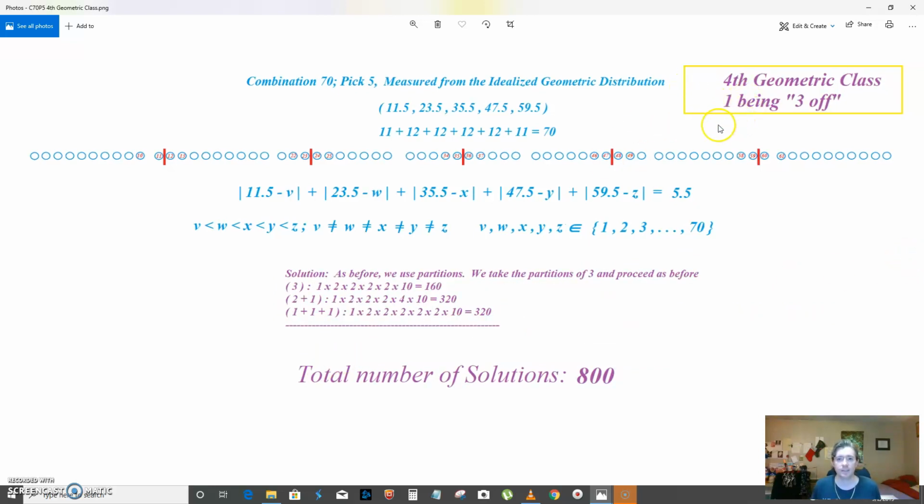The fourth geometric class is 1 being 3 off, as we say, and that is signified by the partitions of 3. So you can have 1 being 3 off, you can have 1 being 2 off and 1 being 1 off, or you can have 3 being 1 off. And whenever you calculate it, you add up the possibilities, you get 800. I haven't even made it yet, I just have notes on the fourth geometric class, which is the partitions of 3.